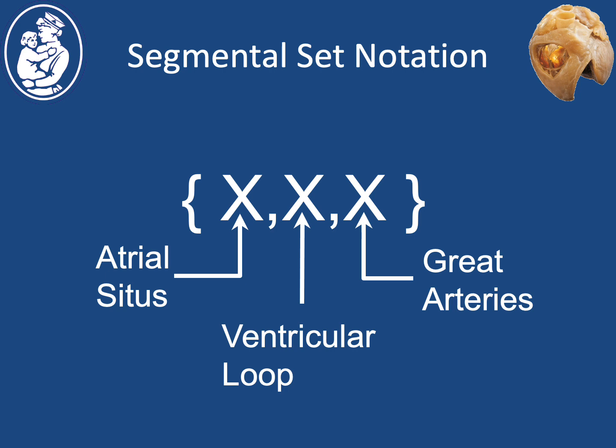To describe the situs or organization of the three main segments, we use set nomenclature or set notation. This set has three elements, the first of which describes the atrial situs and atrial organization, the second, the ventricular loop or ventricular situs, and the third, the position of the great arteries.